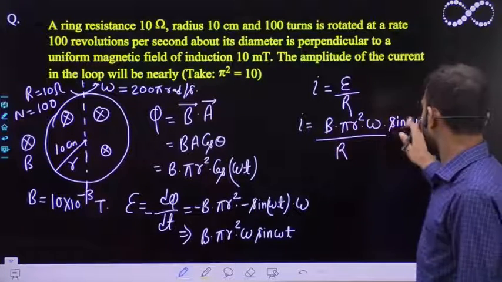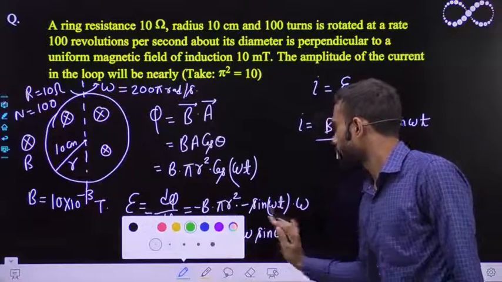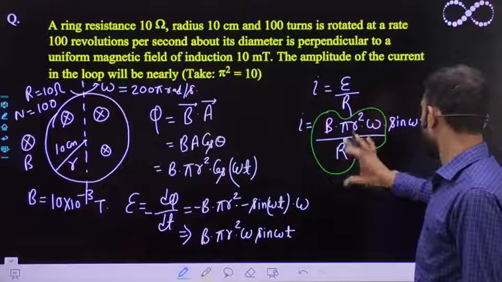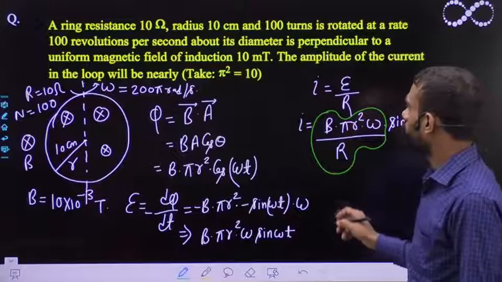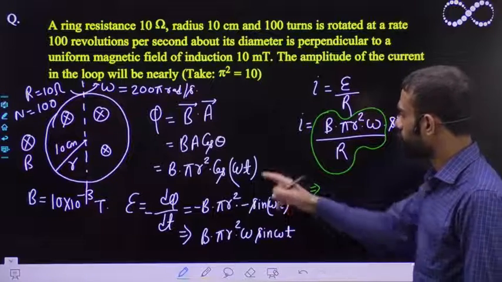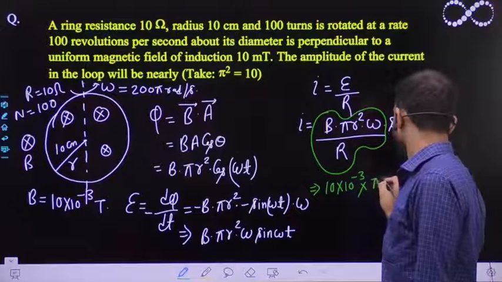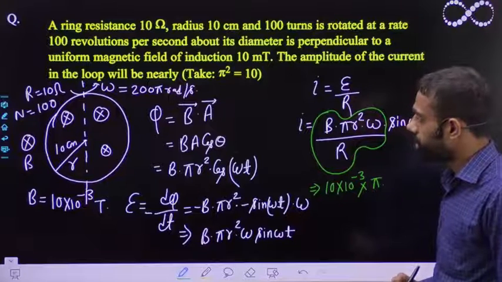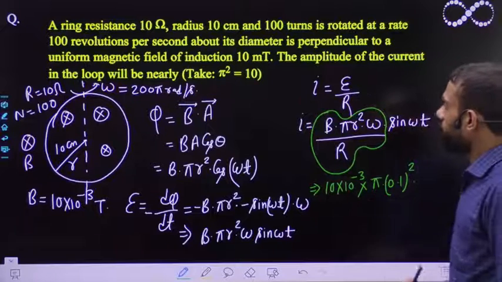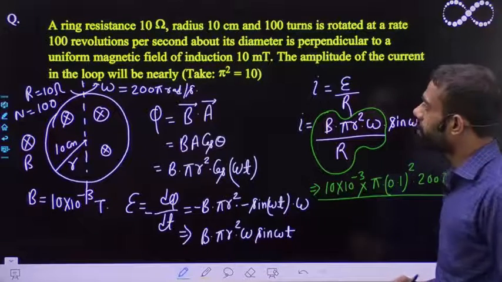So you are seeing that I is coming as a function of t. What is the amplitude? The amplitude is nothing but this quantity. The current I is having SHM, and this will be the amplitude. So I can say the amplitude of current will be this one. So I can put the values here. The value of B is given in the question, 10 into 10 raised to power minus 3. Then pi r square, where r is nothing but 0.1, so 0.1 square. Omega is given in the question, that is 200 pi, and the resistance is given, that is 10 ohm.